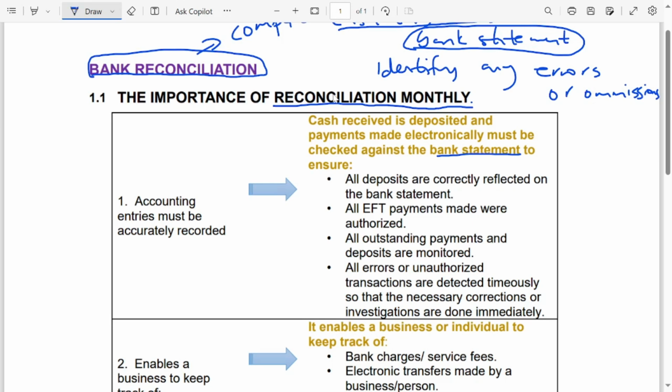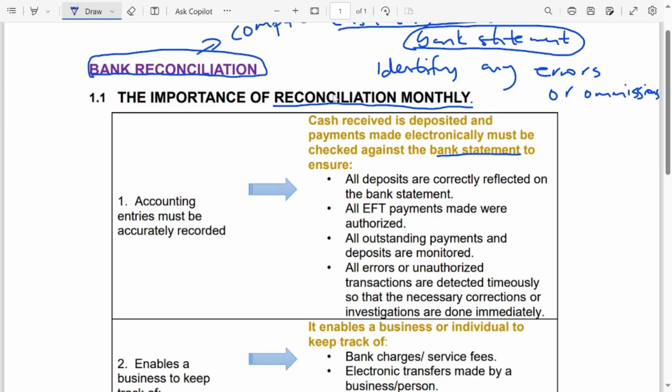We must check it against the bank statement because, let's say, for example, the customers come and buy the goods from me as a company, and then I have received the money. So I take that money and go and deposit it to the bank. Once I have received the bank statement, I need to check if that money is there in the bank. So that is what I'm saying here.